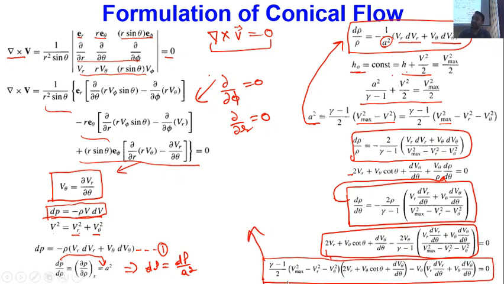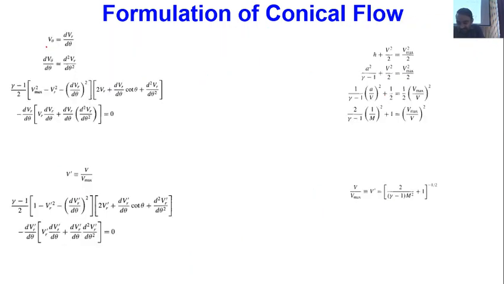The equation which we have got over here, this continuity equation, is something which is called the Taylor-Maccoll equation. This is nothing but the Taylor-Maccoll equation. Is this one clear? So now we have three equations. One is this continuity equation, the Taylor-Maccoll equation.